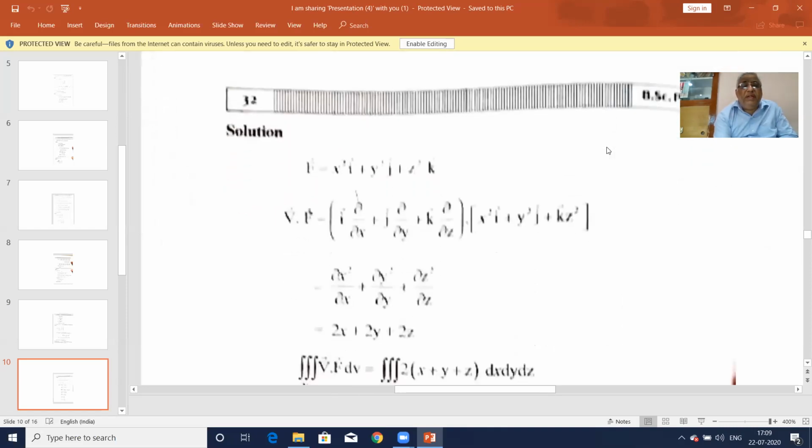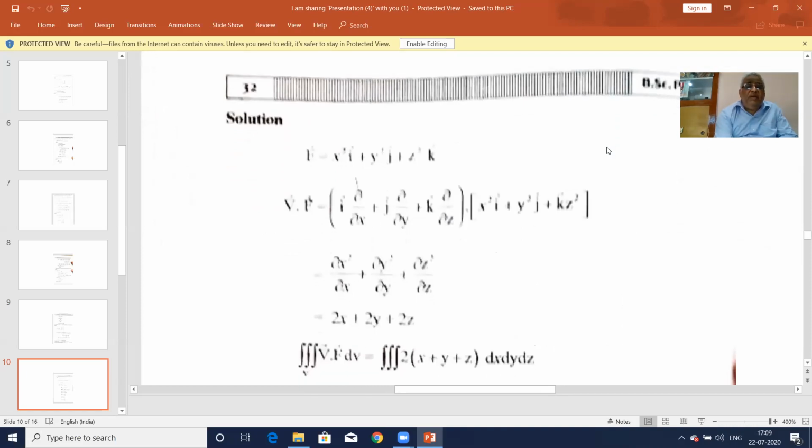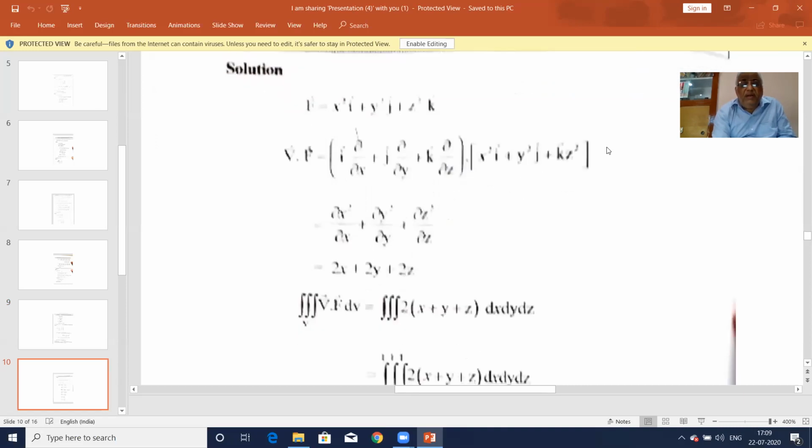You are given the vector, find the divergence of it. Quite slowly, find the divergence. If you find the divergence, we get the divergence as 2x plus 2y plus 2z. And substitute the divergence of F in this theorem. In this theorem, we get the volume integral of divergence of F dV. The divergence of F is 2x plus 2y plus 2z, and the volume element in the 3 coordinates is given by 2 into (x plus y plus z) into dx dy dz.